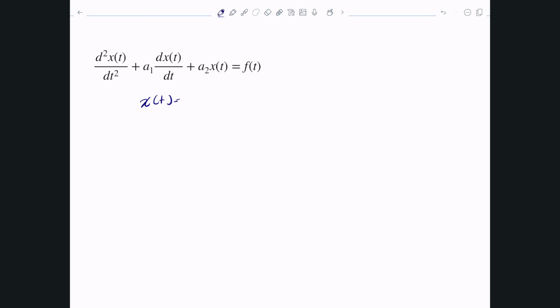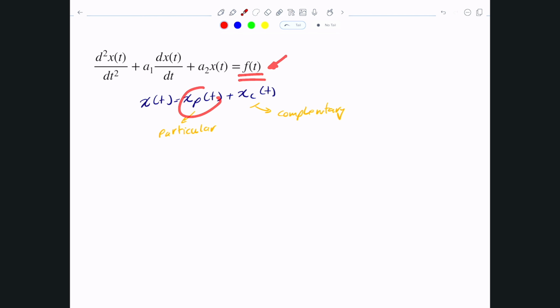x of t will have a solution that is particular, which we call the particular solution, and another one which is complementary, the complementary solution. Let me just write it here. So this is the particular solution, and this one here is the complementary solution. The particular solution is based on the shape of the forcing function. I'll show you how we solve it.